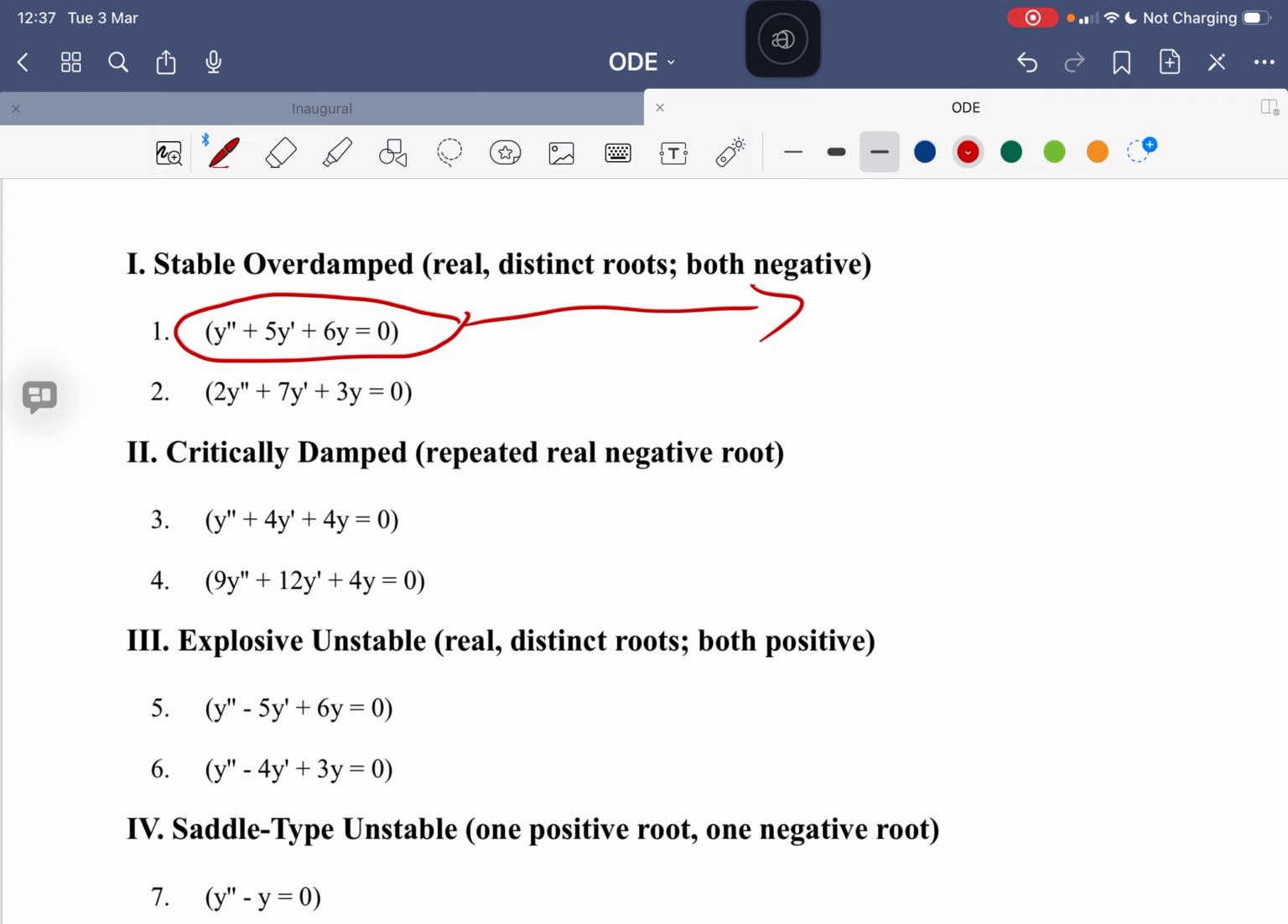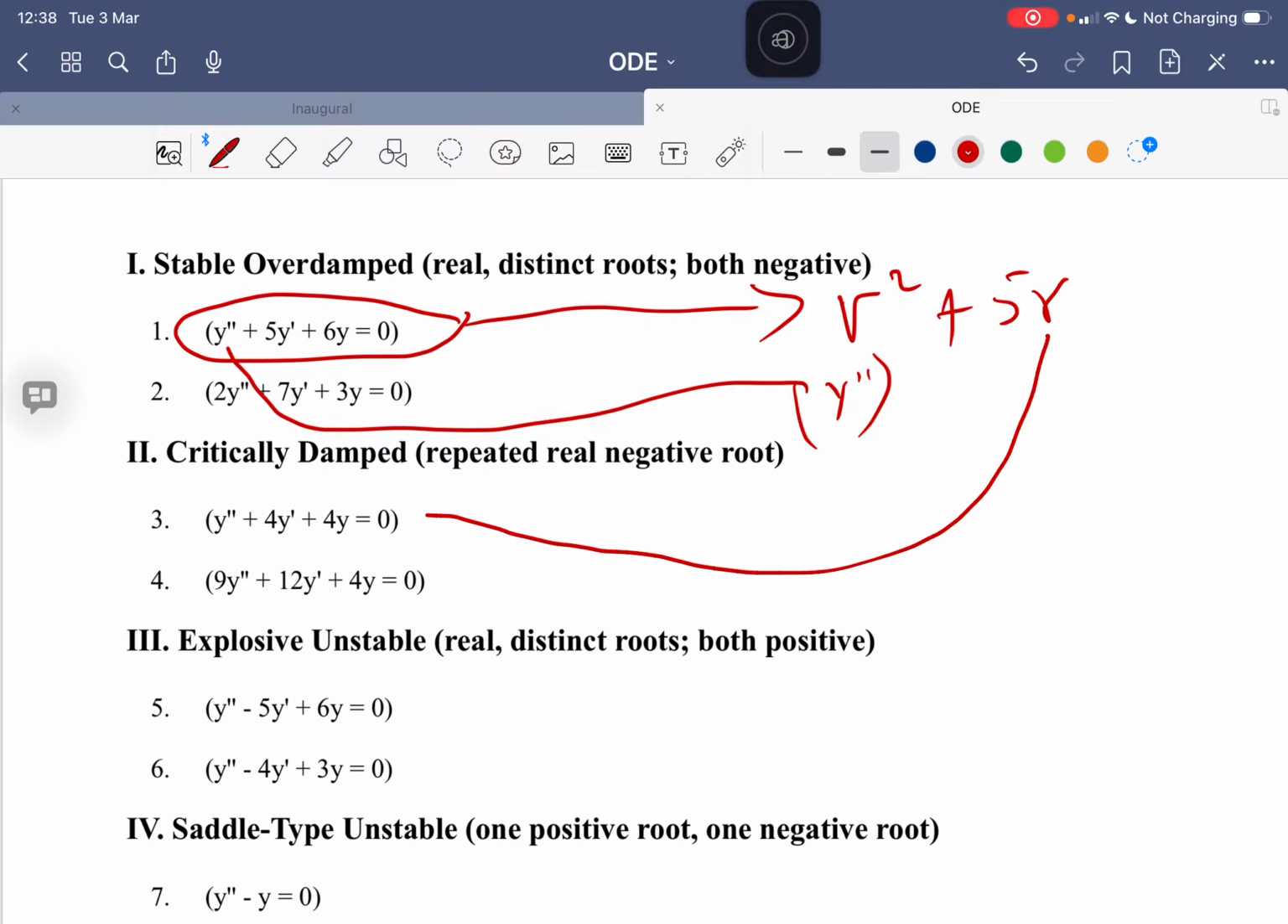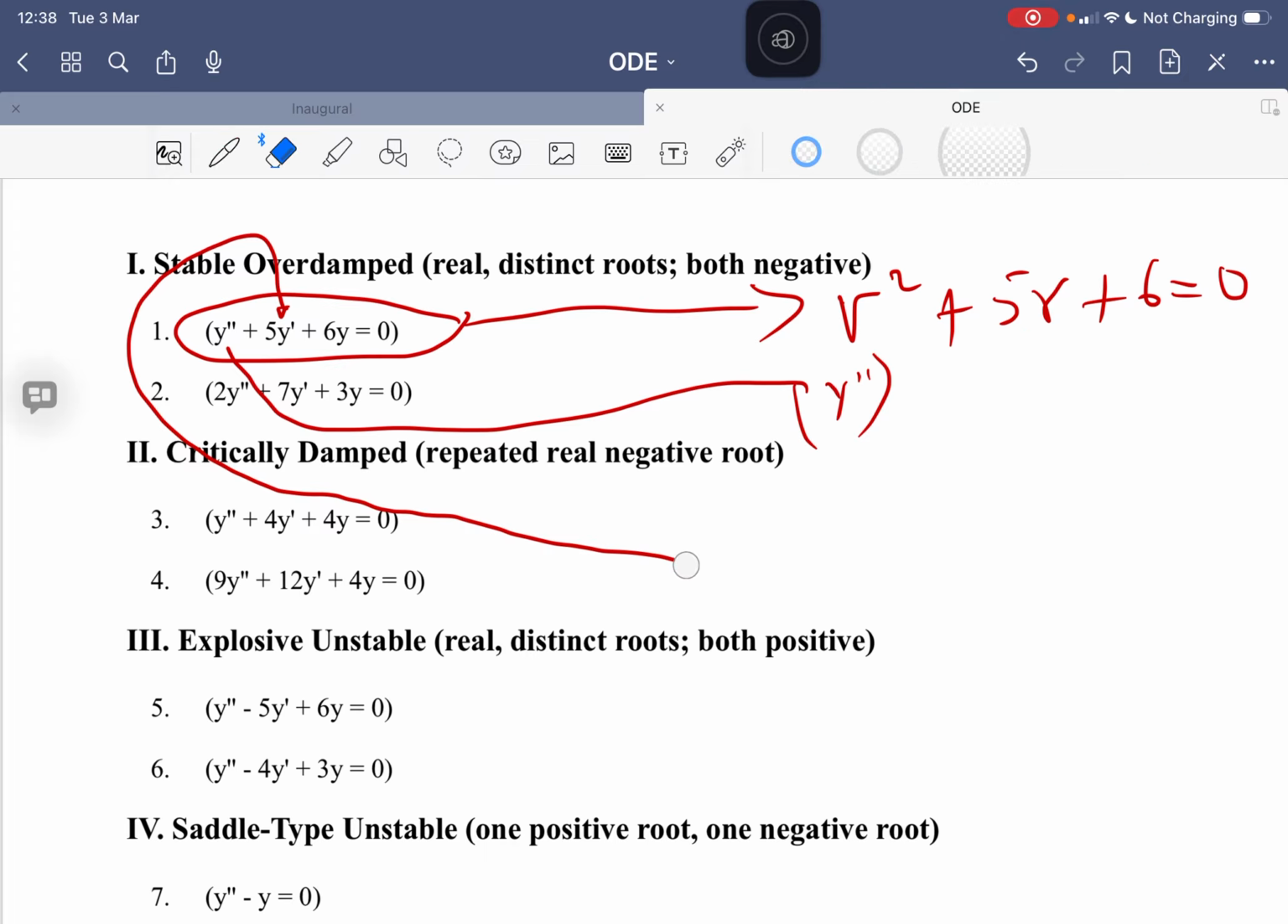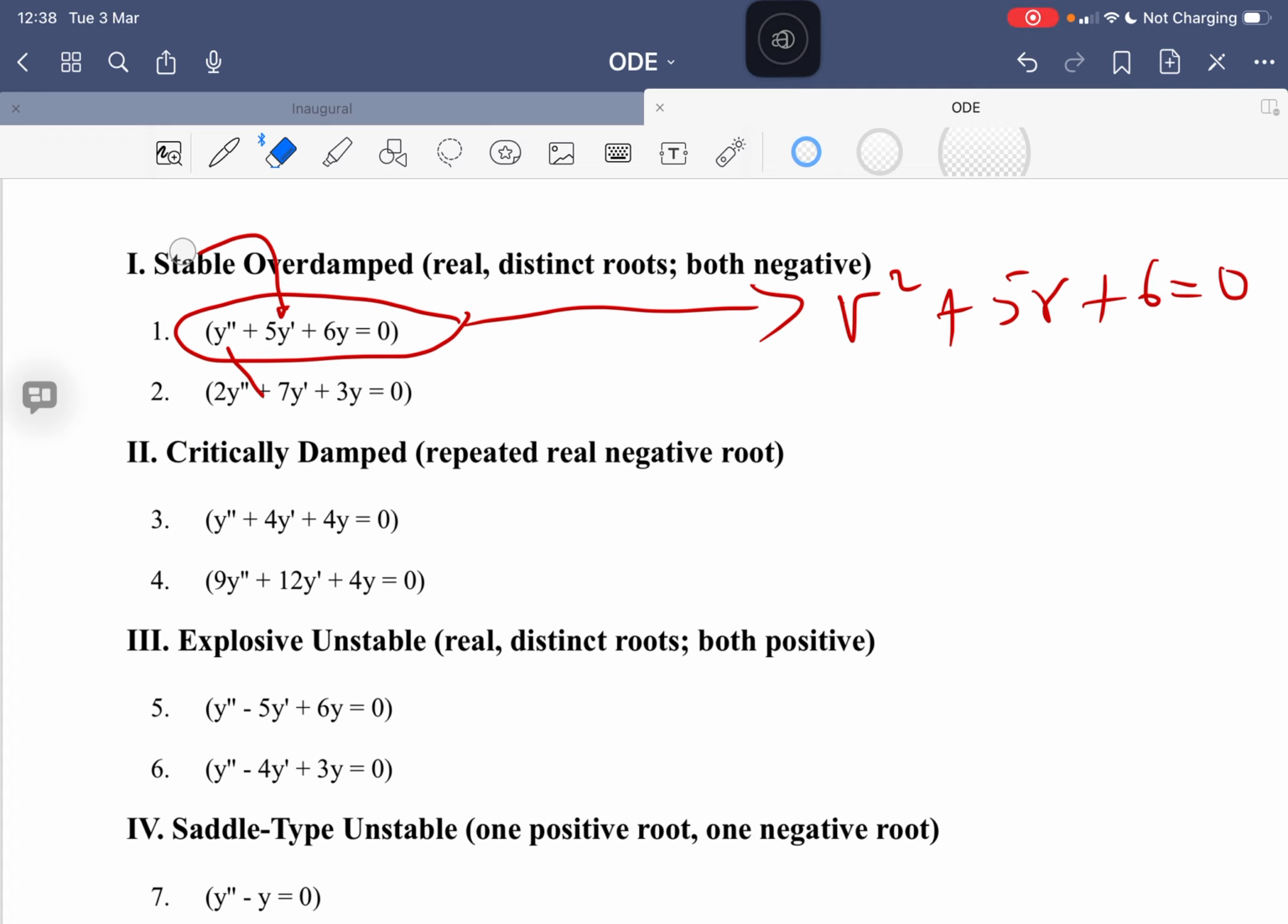Based on the auxiliary equation, the corresponding auxiliary equation is r squared, which will be replacing the y double prime, plus 5r. The r is replacing our first derivative, then plus 6 equals 0. So this is the corresponding auxiliary equation for our first example. Anytime we have the auxiliary equation, the solution to the differential equation resides on just evaluating the roots of this auxiliary equation.